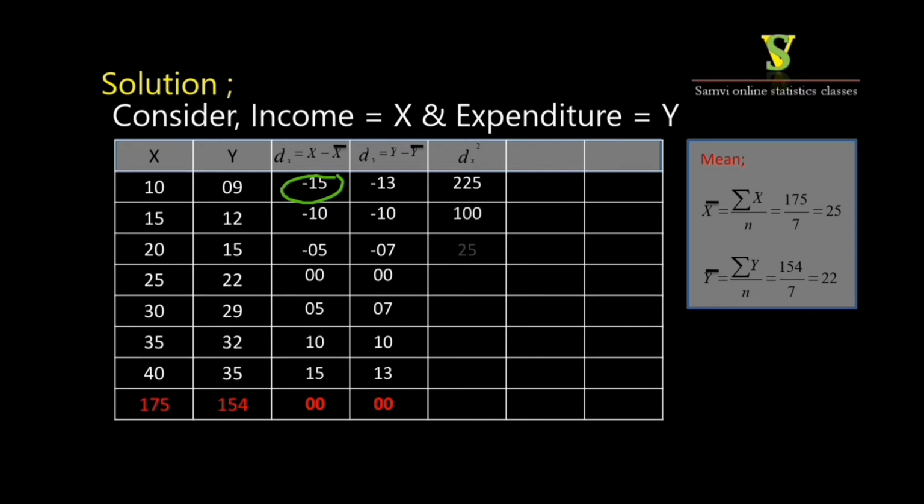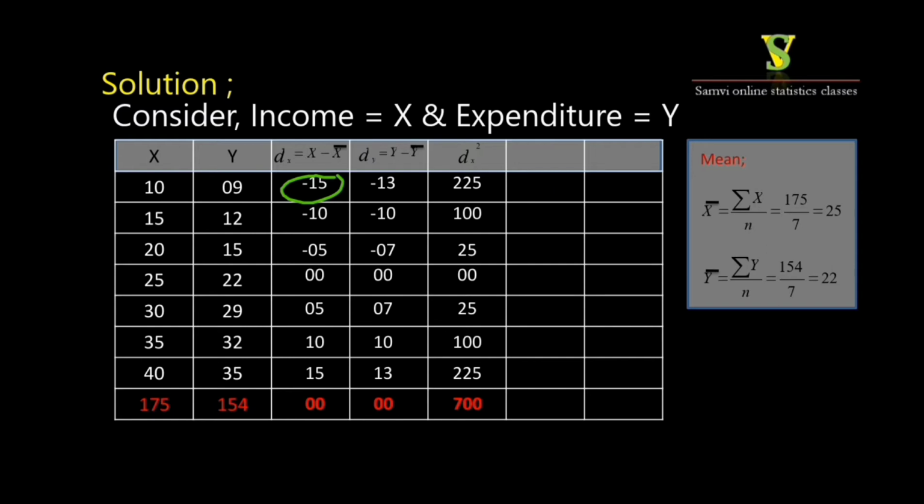Minus 5 square, that is 25. 0 square is 0. 5 square is 25. 10 square is 100. 15 square is 225. If you take the total, that is 700. So summation of dx square you got here 700.